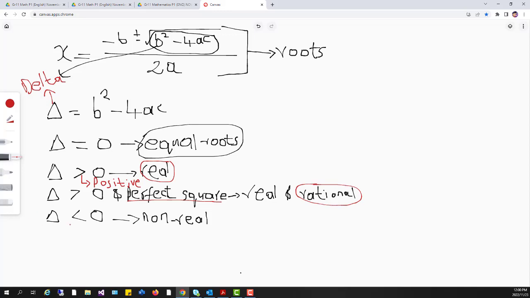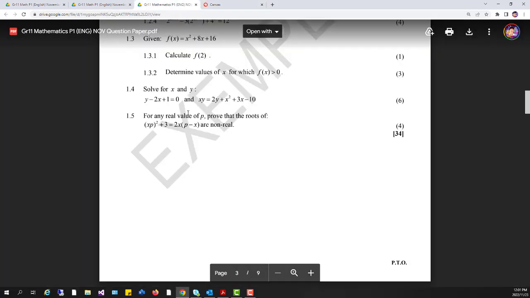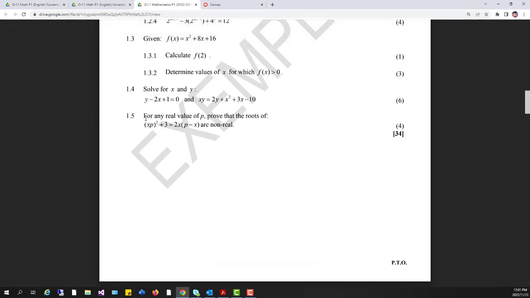But if your delta is less than 0, in mathematics again, less than 0 means negative, then we know that we are dealing with non-real roots. So what kind of questions do you get from such? All right, let's look at question paper 1.5 then. It says, for any real values of p, prove the roots of that expression are non-real.